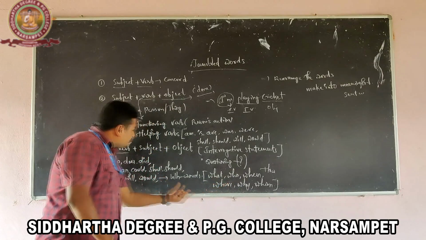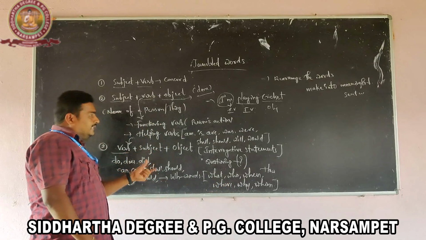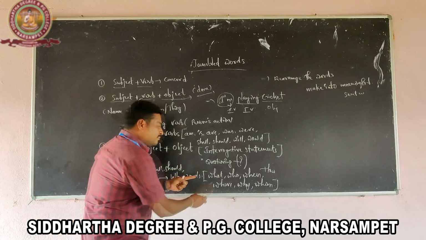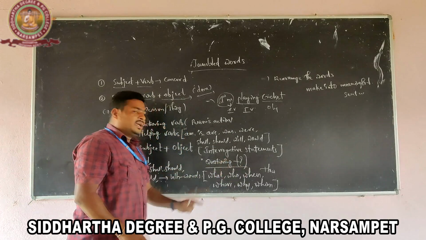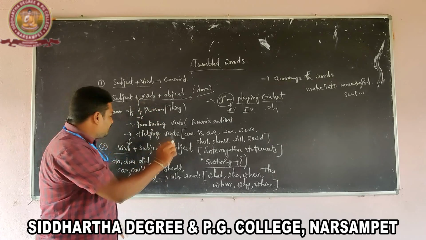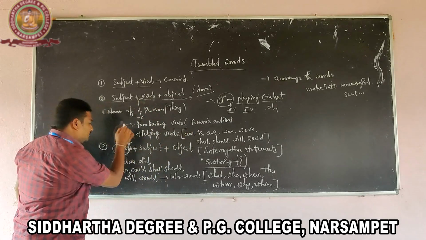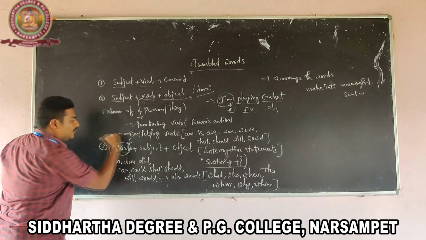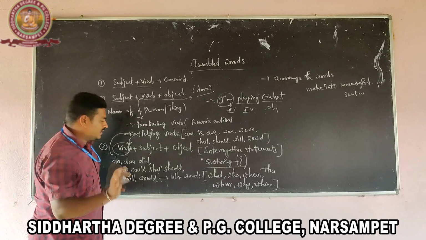So with the use of these verbs, if the given sentence has a question mark, that is known as the questioning mark. In the given jumbled words, if there is a question mark, definitely it starts with the verb form. Verb form, just to remember, refers only to helping verbs, not to a functioning verb.